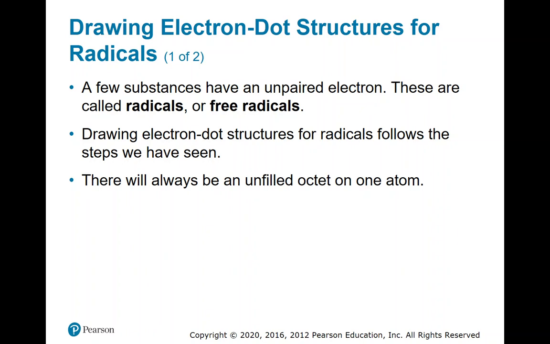Generally speaking, this is going to be when we count up our valence electrons and we have an odd number of electrons. And the rule is basically the same. We're going to go through things and do them in the same way. We're just going to end up in a situation where we have an atom that doesn't have an octet around it, and generally speaking, there will be one less electron than you would predict based on the octet rule.